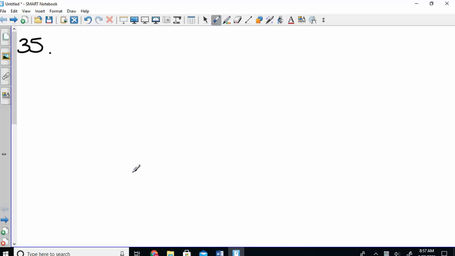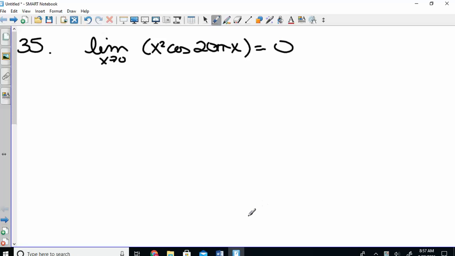So on problem 35, we had to use the squeeze theorem to prove the limit as x approaches 0 of x squared cosine of 20 pi x does in fact equal 0. When I put this on the quiz, there's going to be one squeeze theorem problem, and I will say, use the squeeze theorem. With the squeeze theorem, your work is your answer.